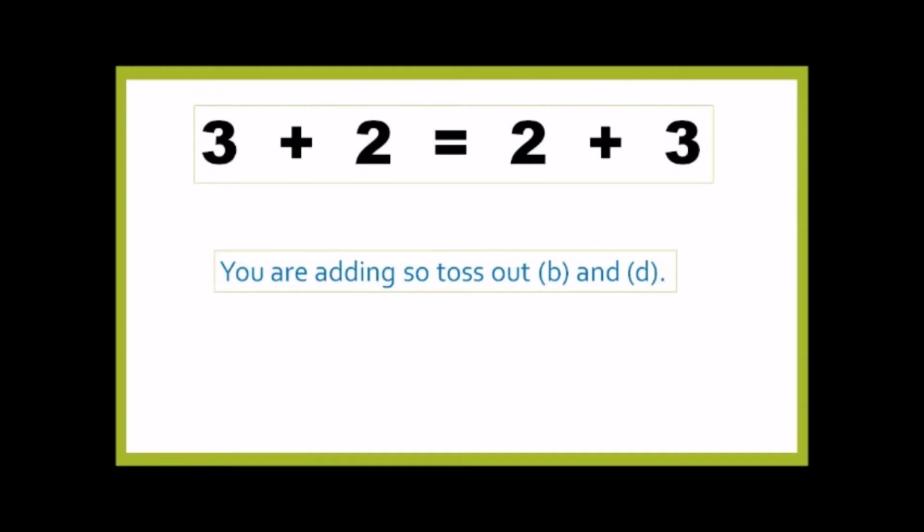Let's toss out some of the wrong answers right away first. You are adding, so we can toss out B and D. So we have to take a look at B and D and see why we can toss those answers out.